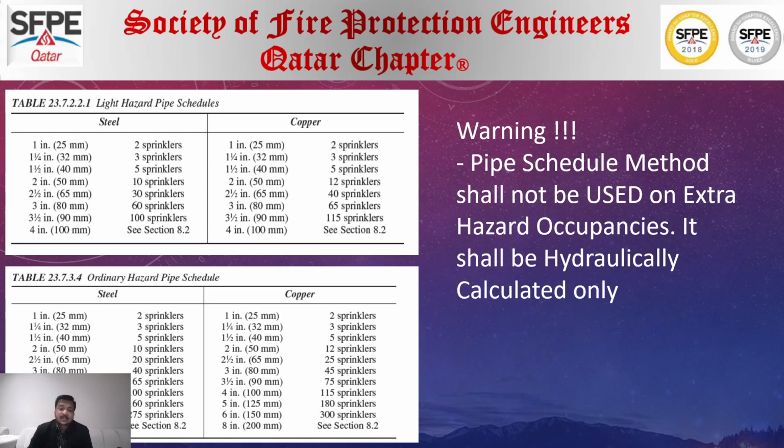For ordinary hazard also, there is a separate table given in NFPA 13, which shows us how many sprinklers are required for each size of pipe. So once you have developed the sprinkler layout based on the pipe sizes mentioned here, you have to select the pump directly for the minimum flow rate mentioned in the previous table.